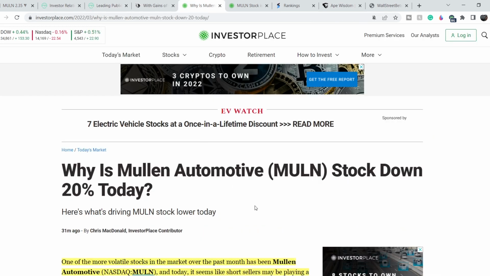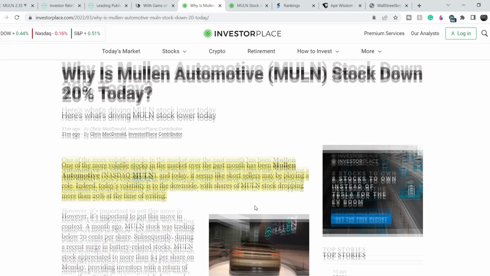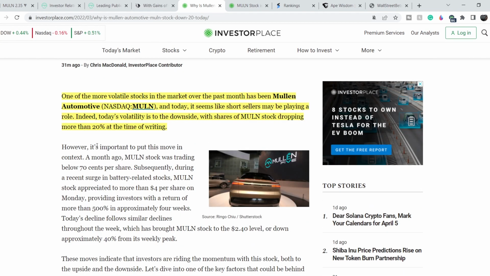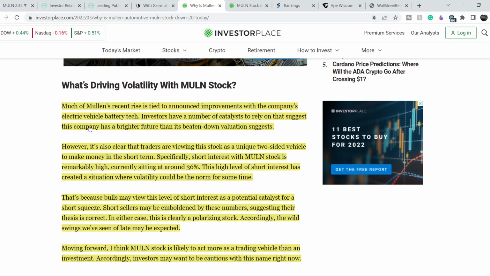We are on investorplace.com, and this article was published just 30 minutes ago, and it says, "Why is Mullen Automotive stock down 20% today?" And let me quote you this. "One of the more volatile stocks in the market over the past month has been Mullen Automotive, and today it seems like short sellers may be playing a role. Indeed, today's volatility is to the downside, with shares of MULN stock dropping more than 20% at the time of writing." And what's driving volatility with Mullen stock?